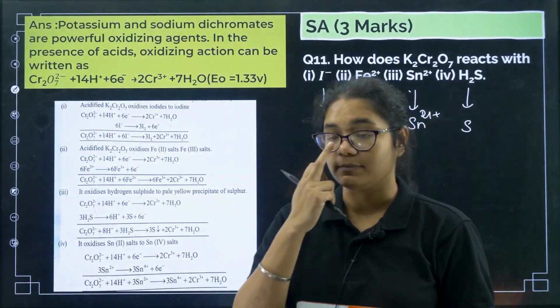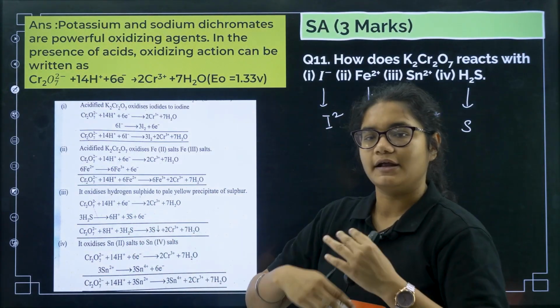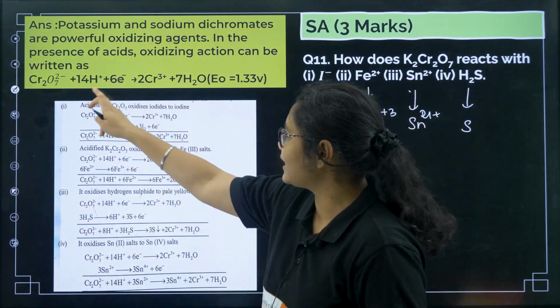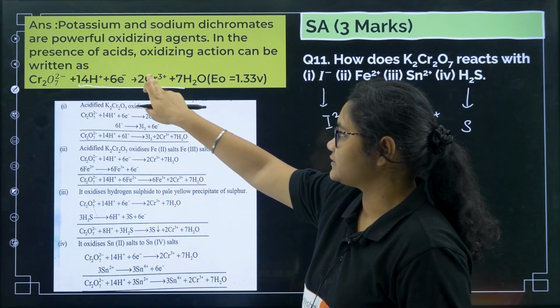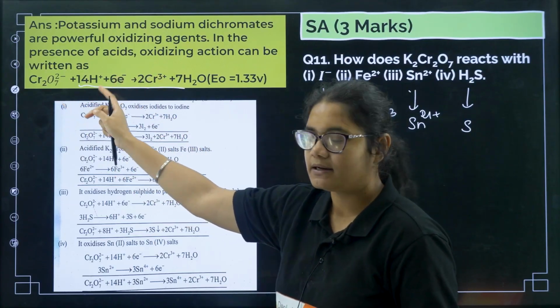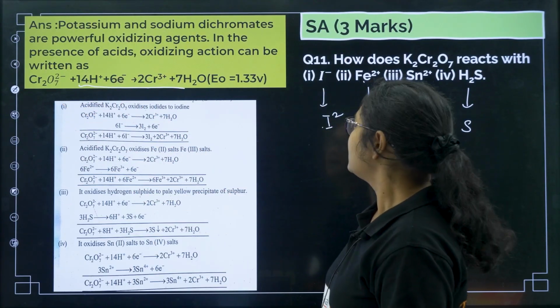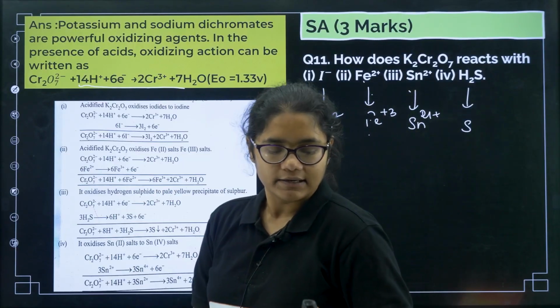You have to write the complete reaction, so you can write down I- is converted to I2 and the basic reaction is this one that takes place. Potassium dichromate converts from +6 to +3. This basic reaction if you remember, then all others you can just write down as it is. So these are the reactions, you can check here.